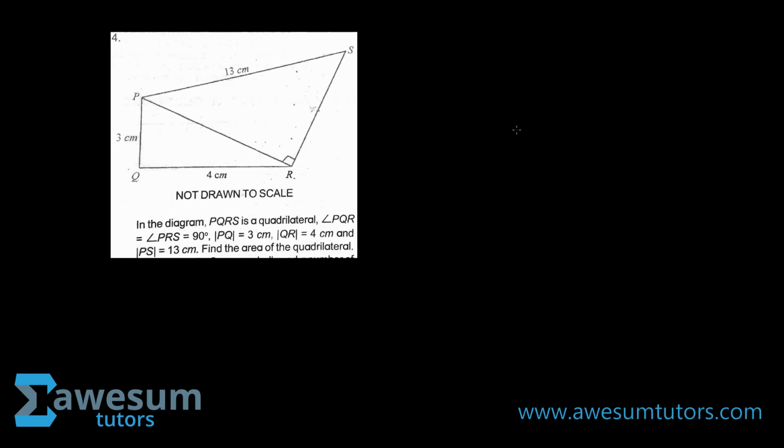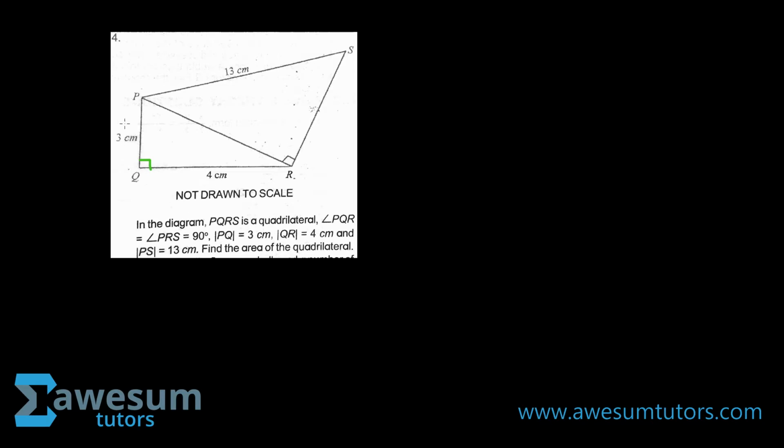Question 4 of the WASSCE 2019 General Mathematics Theory Paper says that in the diagram, PQRS is a quadrilateral. Angle PQR equals angle PRS, which equals 90 degrees. Angle PQR and angle PRS are 90 degrees. That means this is angle 90, this is angle 90, okay?